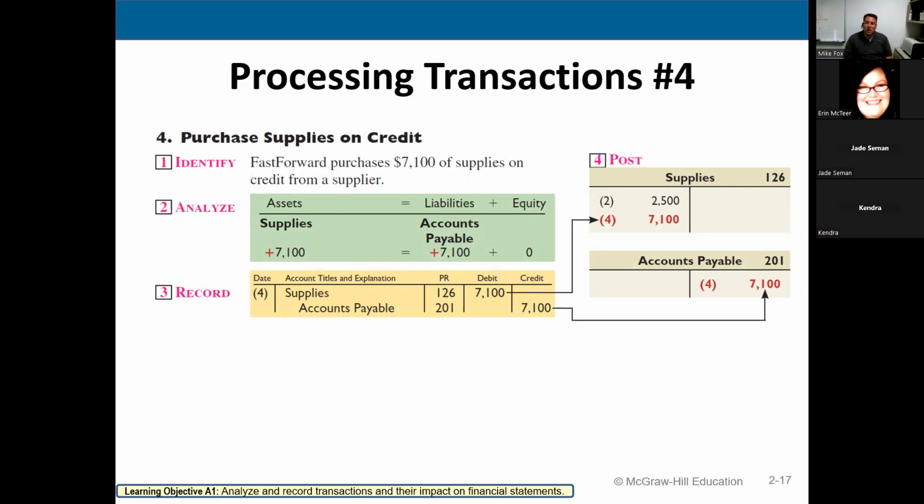So I would say, what's happening here? I have an asset called supplies going up, but I have a liability because I'm purchasing it on credit. I have a liability called accounts payable also going up. So then I have to say, okay, assets go up with debits, so I'm going to debit supplies, and liabilities increase with credits. So I'll credit accounts payable.